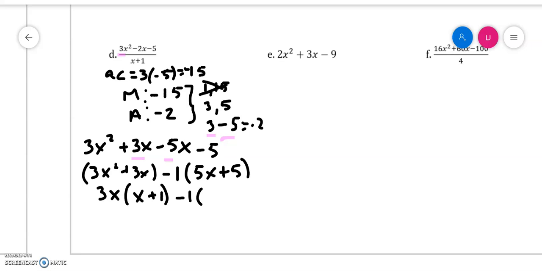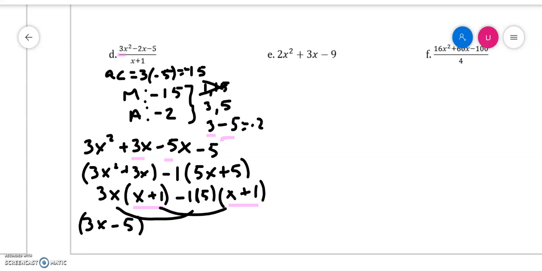And between 5x and 5, we have a 5 in common. So we're going to factor that out. So we'll have negative 1 times 5. And if we factor out the 5, we have x plus 1. Now notice how these two are the same. If you have these two the same, then you know you have done your AC method correctly. All right, so what we're going to do is we're going to pair things together. These will pair together. So 3x minus, and 1 times 5 is 5. And these two pair together. So that's x plus 1.